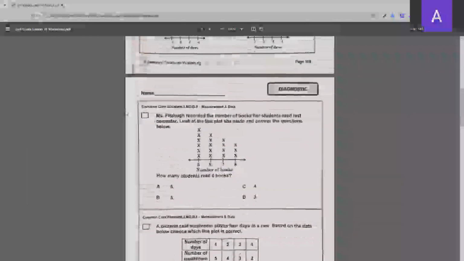Moving on. Miss Fitzherg recorded the number of books her students read last semester. Look at the line plot she made and answer the questions below. How many students read 8 books? So the number of books read are depicted here. So it's 5 books read, 6 books read, 7 books read, and 8 books read. And at 8 books read, there's 3 X's, which means 3 students read 8 books. That means our answer is D.